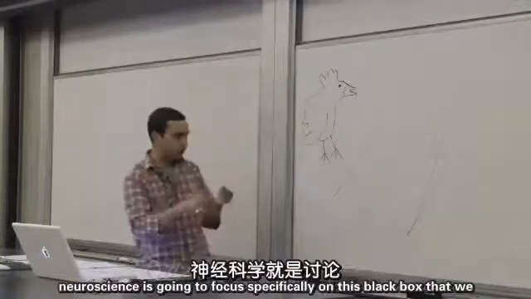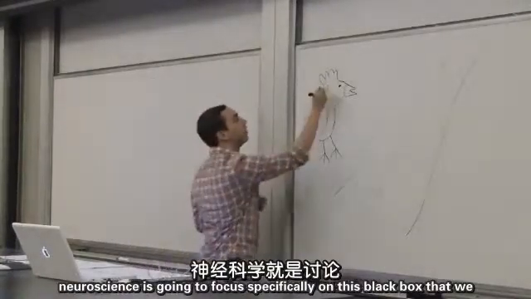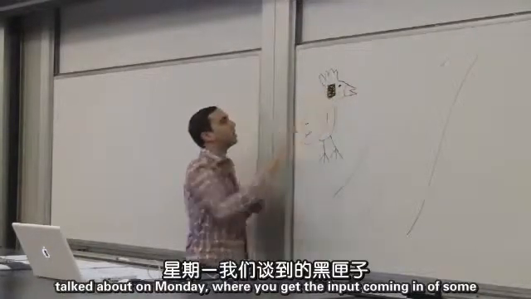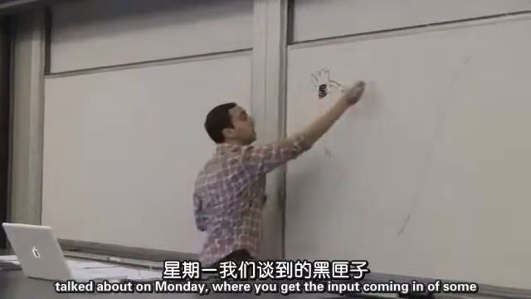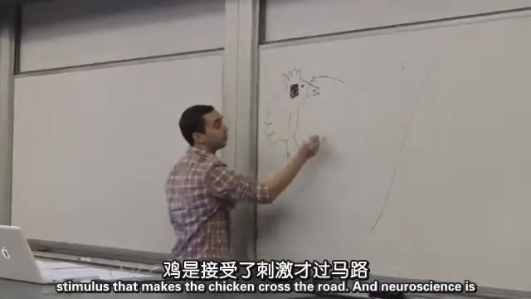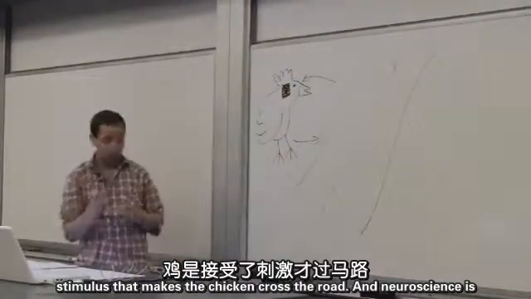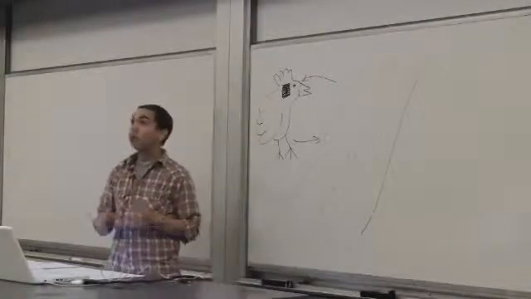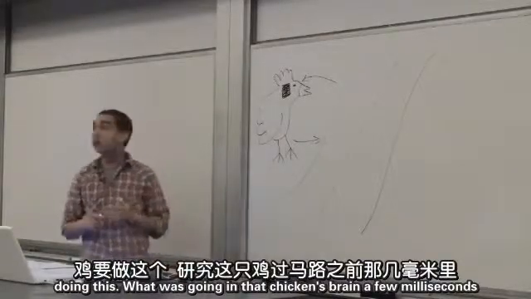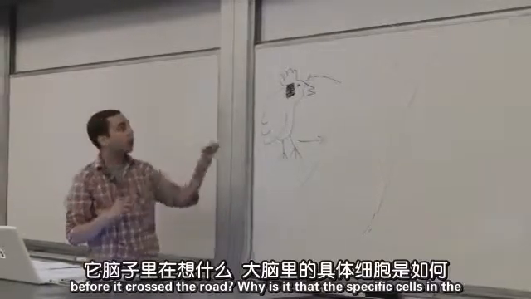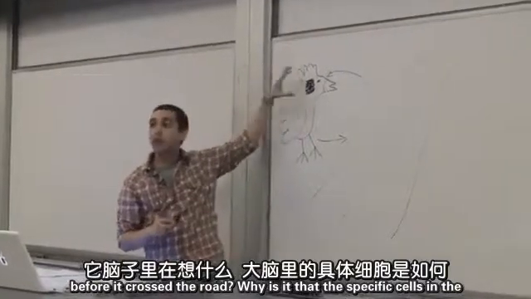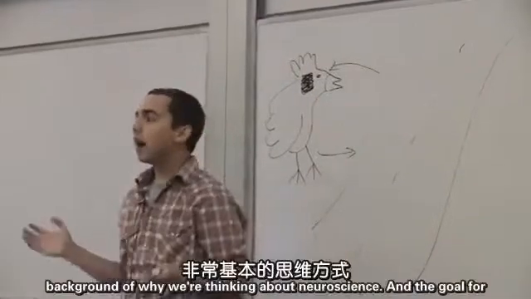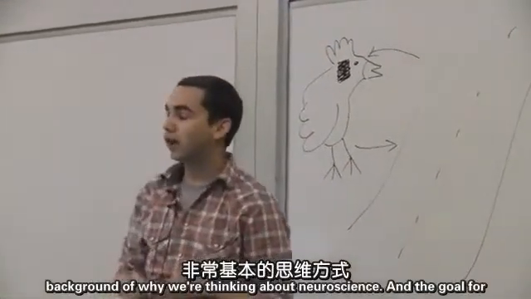neuroscience. And neuroscience is going to focus specifically on this black box that we talked about on Monday, where you get the input coming in of some stimulus that makes the chicken cross the road. And neuroscience is about that black box in the middle, and why it is that the chicken is doing this, what was going on in the chicken's brain a few milliseconds before it crossed the road, why is it that the specific cells in the brain are doing this, and how are they doing it. So that's the overall background of why we're thinking about neuroscience.